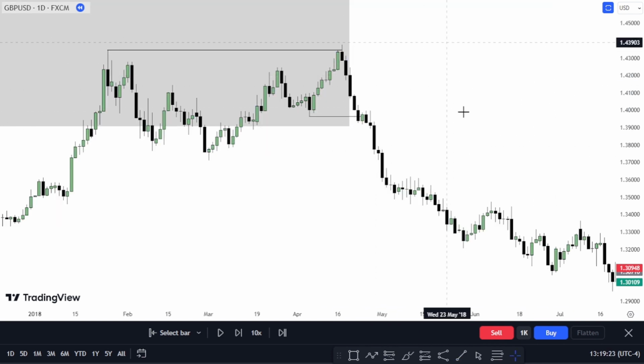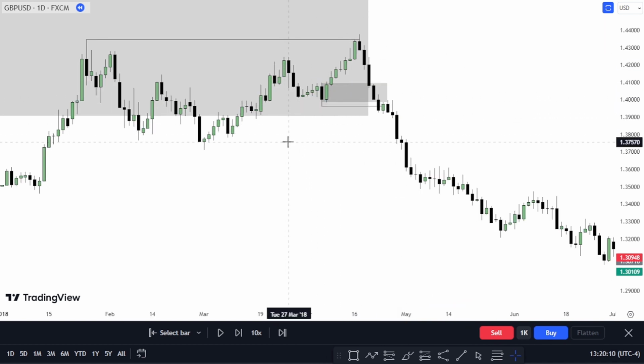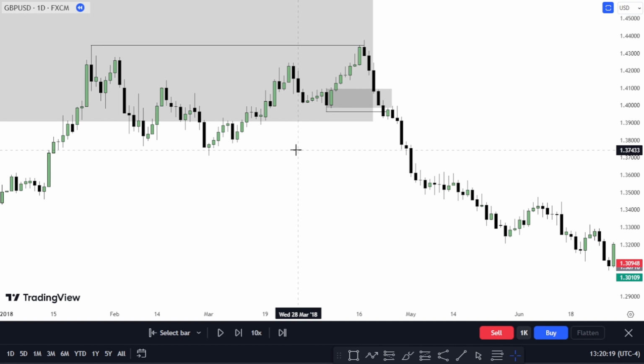After the true market structure shift, we will look for entry. In this case we have a breaker here, so we can use this breaker to take our entry. This entry looks like a unicorn model entry. If you don't know about the unicorn model, don't worry, I will make a separate video on that.